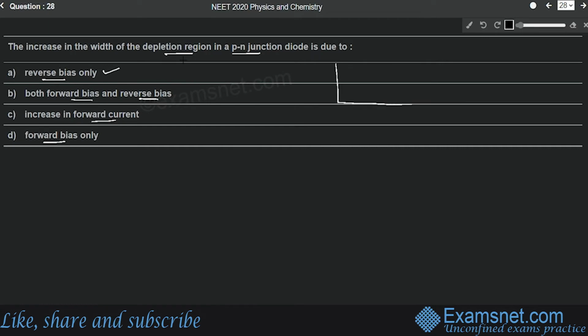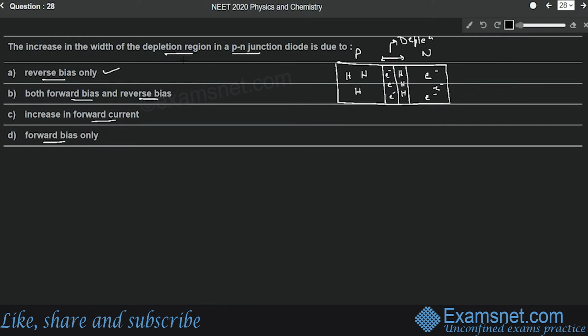Okay. So let's see what happens in the case of reverse bias. So we have two sides here, N side and P side. So on the P side, the majority charge carriers will be holes, right? Similarly, on the N side, the majority charge carriers will be electrons. And this is the junction. So in the junction, the minority charge carriers reside. That means electrons of P side and holes of N side will reside in the junction. And this region is known as depletion layer.